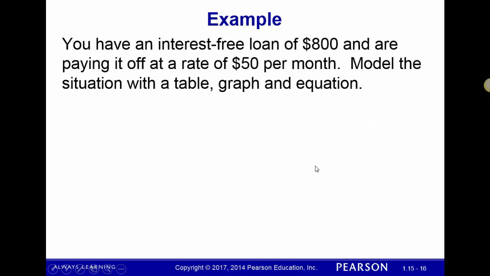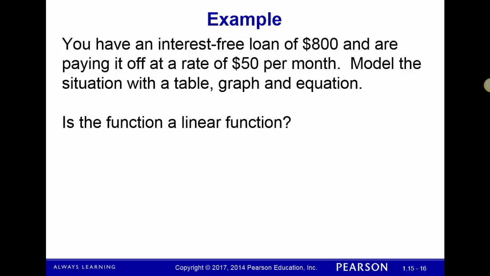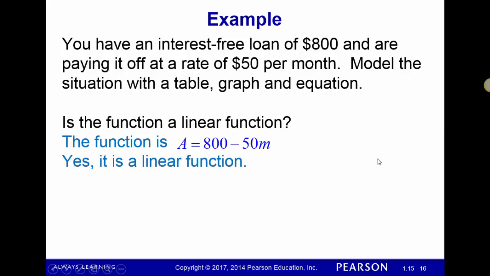Let's try another example. You have an interest-free loan of $800, and you're paying it off at $50 per month. Model the situation with a table, graph, and equation. First of all, is it linear? Yes, it's linear because you're decreasing by $50 per month. Here's the way the relationship is written: where we started, $800, subtracting, because we're paying it down, $50 per month.